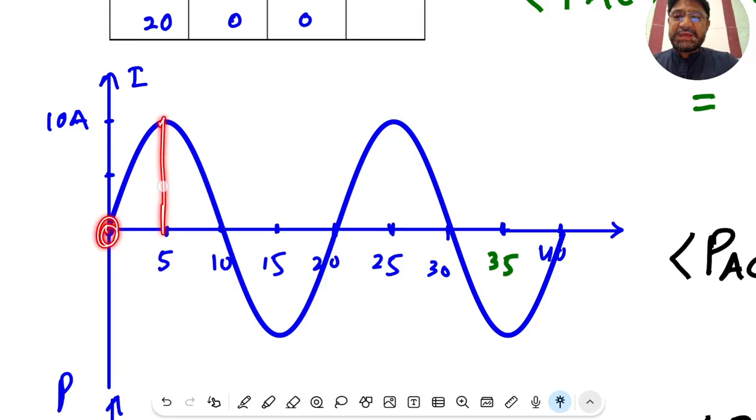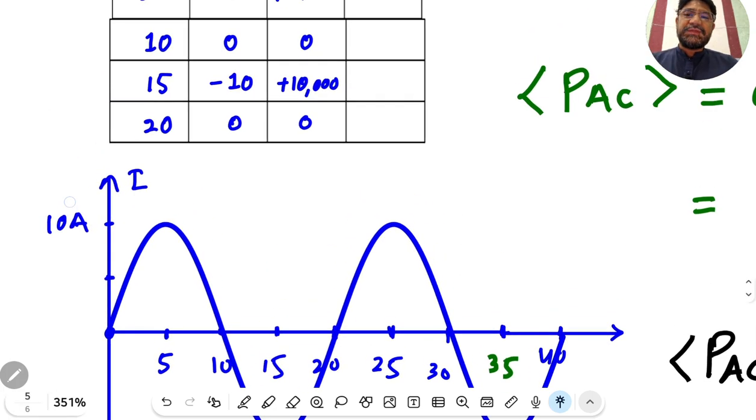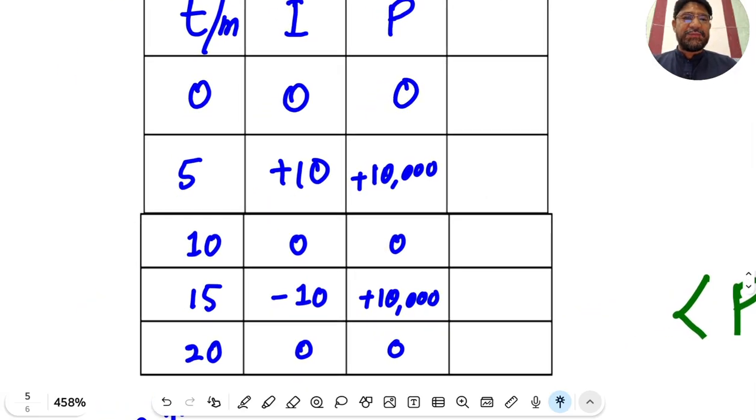It will be 0, then its peak value will be positive 10, then it will be 0, then its peak value will be negative 10, then it will be 0, and so on. So that is why I plug in all these values in one of my tables.